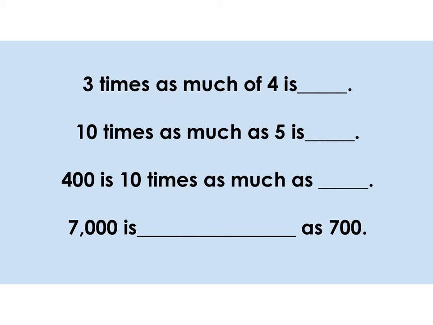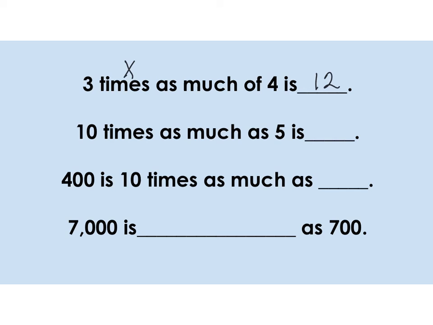Okay, this last slide, let's take a look at it. We have 3 times as much as 4 is blank. Whenever I see the word times, I like to write the symbol above it, times. So we have 3 times as much as 4. 3 times 4 is equal to 12. Or I could read it backwards. 4 times 3 would equal 12.